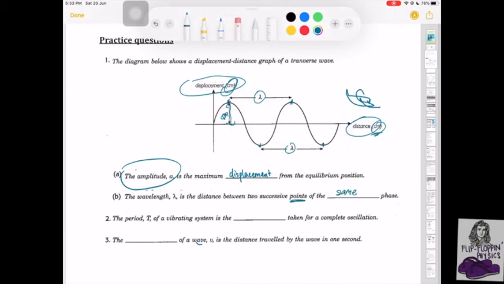Okay. And then the period is the time taken, which, if you cannot find it from this graph, you have to use the formula, which will be in our next video in terms of the wave equation. And then the last one is the distance traveled in 1 second. That will be the distance traveled by the wave in 1 second.